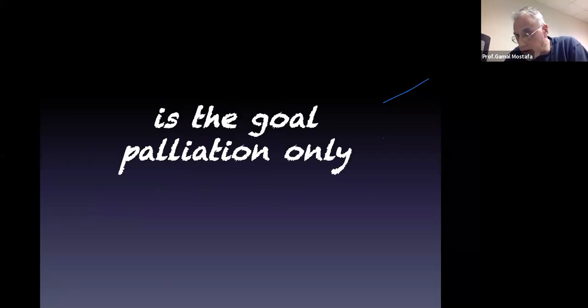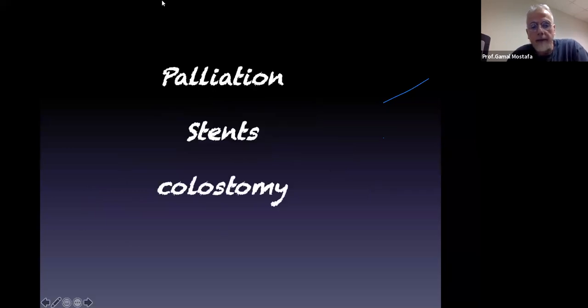Is the goal palliative? If the goal is palliative, this is easy. You can just divert them, right? You don't really have to do anything. Palliative, you can do a stent, or you can do a colostomy, and you're done with the story. But that's not our problem today. Our problem today is a little bit different, right?